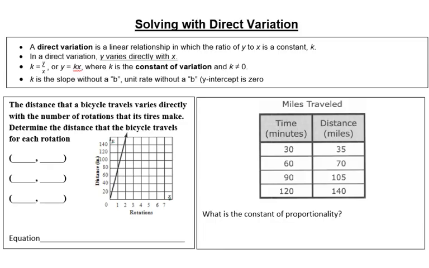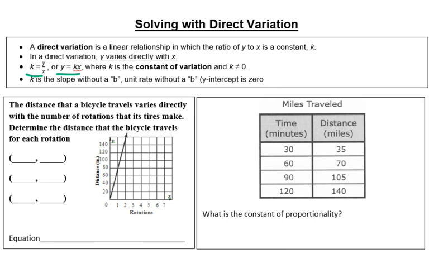Solving with direct variation. A direct variation is a linear relationship in which the ratio of y to x is a constant, k. In a direct variation, y varies directly with x, and you're going to see that phrase a lot. There are two ways to find k. You can do k equals y divided by x, and then your equation is going to look in the form y equals kx, where k is the constant of variation, and k cannot equal 0. K is the slope without a b, unit rate without a b. The y-intercept is 0.